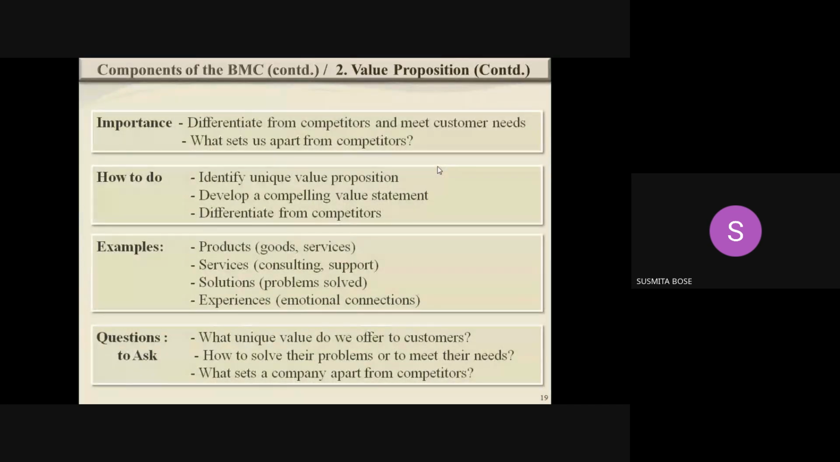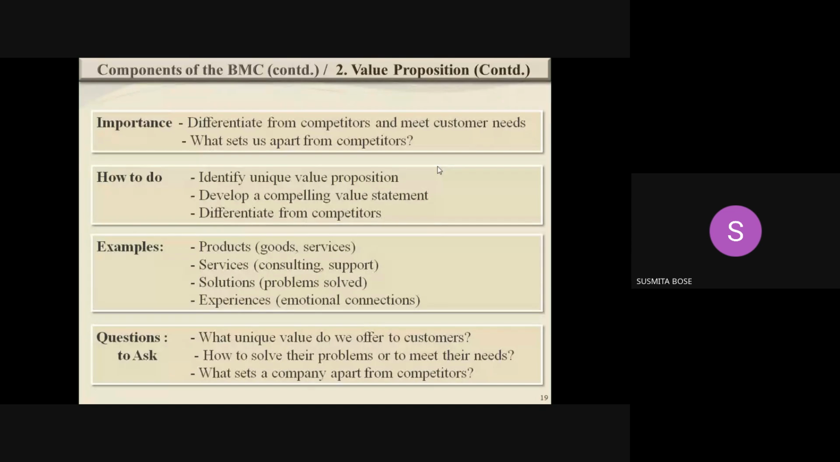So I have already explained the importance of this segment. It differentiates you from competitors and meets customer needs. The question is, what sets us apart from the competitors? This is the question that you need to ask yourself: why will the customers come to us? What sets us apart from the competitors? Why will the customers not go to the competitors?